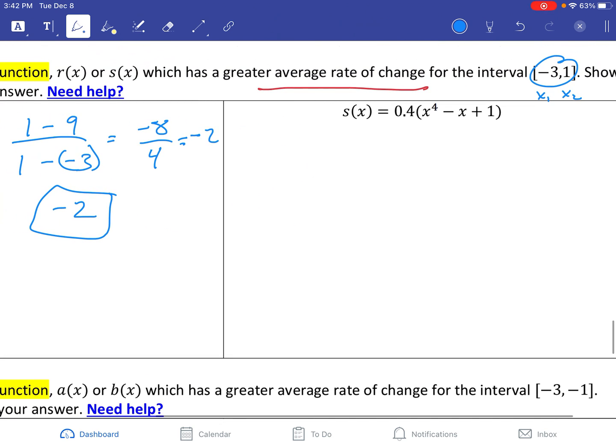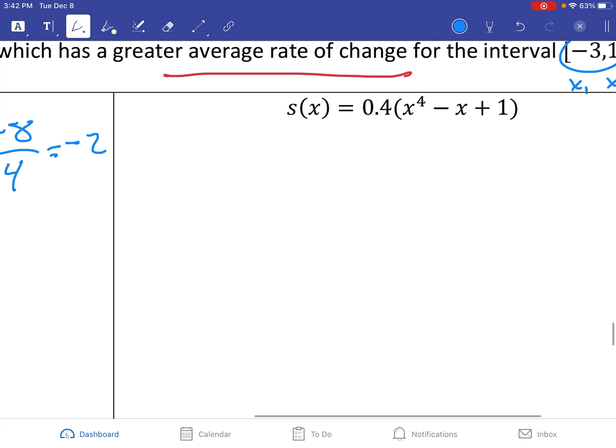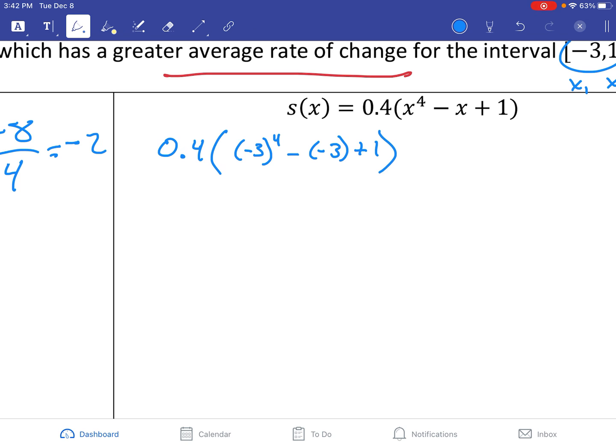All right, for the next one, though, we have a little bit of a problem. We're not given points, we're given a function. But what we can do is put these x values into our equation. So we're going to write them in, solve for the y values, and then use those points to do our average rate of change. So we have -3 to the 4th minus -3 plus 1. You'll notice I put the values in parentheses when I put it into the function. Please make sure you do that. It is really important for doing these problems correctly, especially because you should be using a calculator to do them.